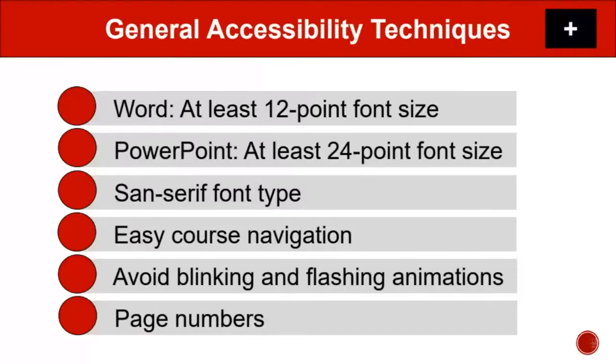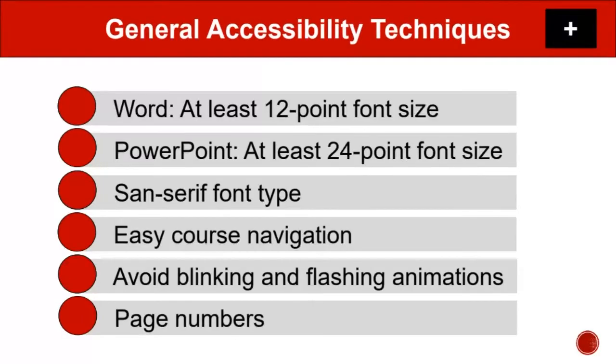So some general accessibility tips that you should be aware of is that whenever you have Word documents, you want to make sure that the font size is at least 12 points. If you have a PowerPoint presentation, you want the font size to be at least 24-point font size. The most accessible font type for online reading are sans serif font types like Calibri, Verdana, Arial. Those are sans serif font types, and those are the most accessible font types for reading online.